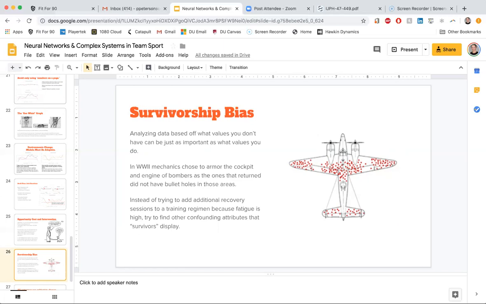So that example lays into this: instead of trying to add some interventions, like, say, an additional recovery session to a training regimen because fatigue is high, try finding any other high confounding attributes that your survivors display, right? Where we talked about earlier, those two upperclassmen that reported average levels of fatigue but had some of the highest soreness levels on the team. Well, maybe that's because they've been exposed to those high stressors for so long at that 4-year point already. So that's why they can adhere to those high levels of stress without having anything above average levels of fatigue.